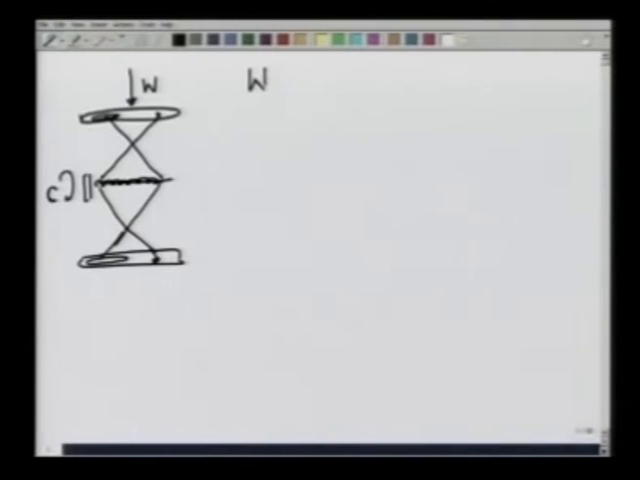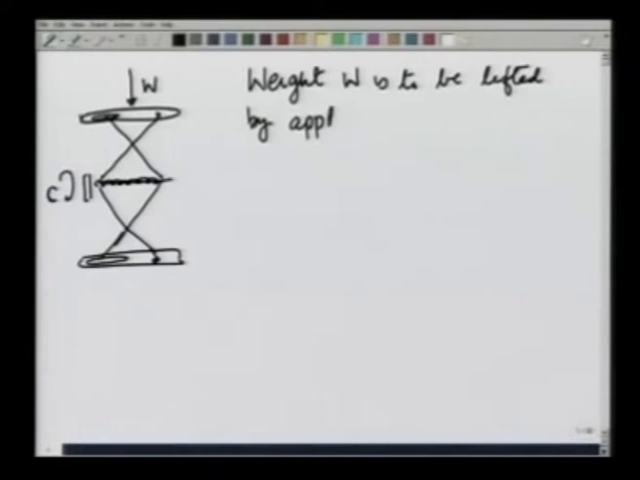So weight W is to be lifted by applying a torque C. You are given that this angle is theta and so is this, and this length is B. Let us also call these points A, B, C.